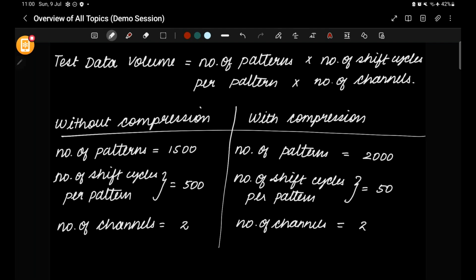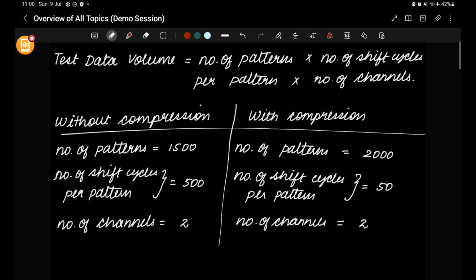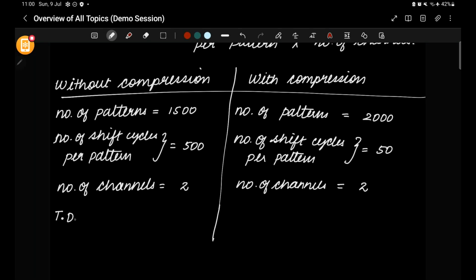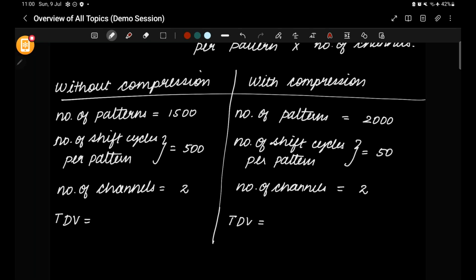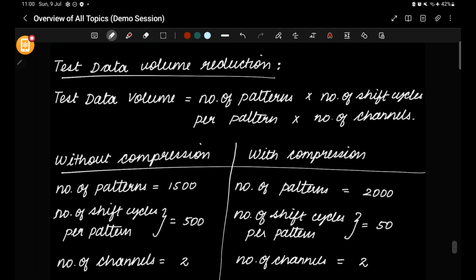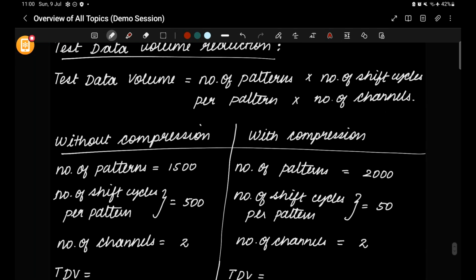So the number of channels, that is the number of external channels, with compression and without compression is going to be the same. Now in this test data volume, you can substitute it in the formula and tell me the answer in terms of megabytes. After this question, I'll explain how the number of shift cycles per pattern will be reduced with compression.